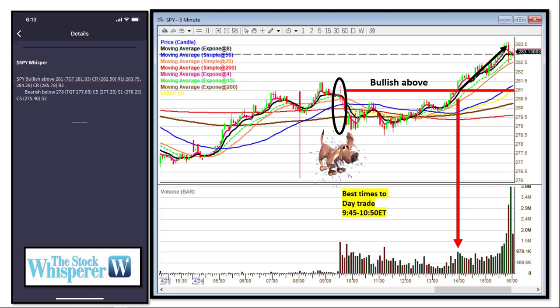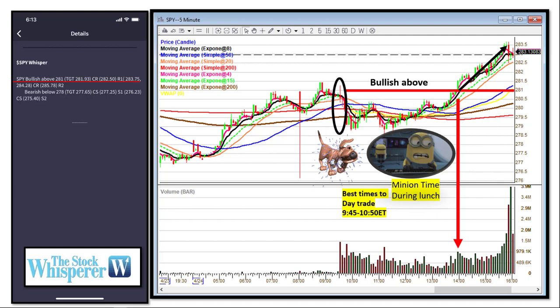The best time to day trade is 9:45 to 10:50 Eastern. Once we hit 11 o'clock, guess what happens? The big analysts at Goldman Sachs, we call them the Armanis, right? The Armani suits, they go out for lunch to some really nice restaurants. They have steak, martinis, you name it. And while they're gone, they leave these guys in charge. We call them the minions. They are their assistants that get paid not a lot of money.